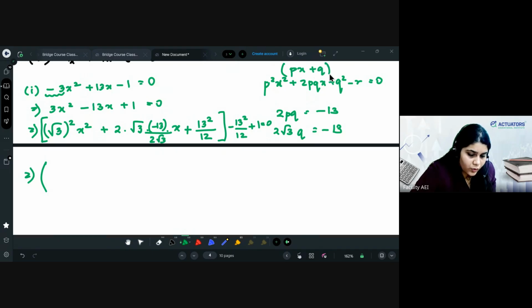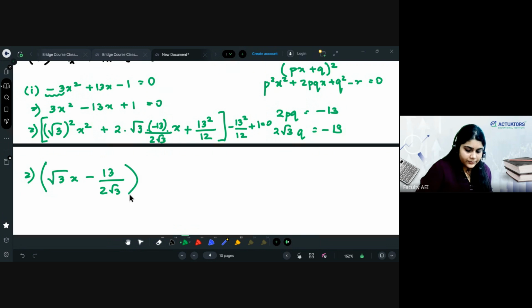So what does px plus q whole square become? p is √3x and q is -13 by 2√3, its square. And what is r? r is -13 square by 12 plus 1. How much is it? 13 square is 169. 169 by 12 plus 1, so 169 plus 12, how much?